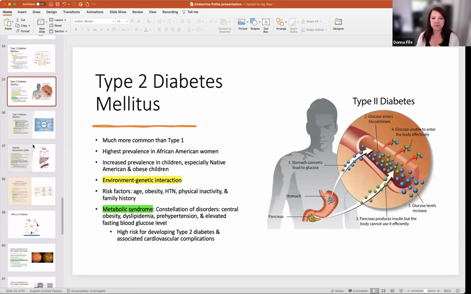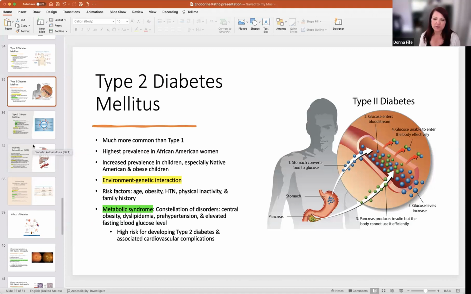Now moving on to type 2 diabetes, this is much more common than type 1. The highest prevalence is in African American women, and there's an increased prevalence in children, especially Native American and obese children. There's an environment and genetic interaction. Risk factors include age, obesity, hypertension, physical inactivity, and a family history.